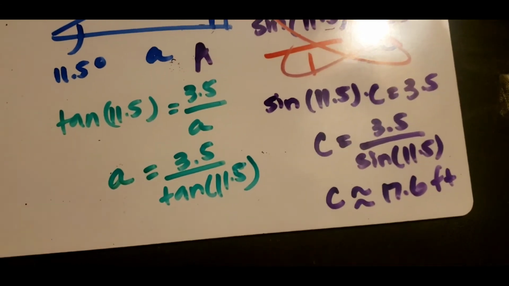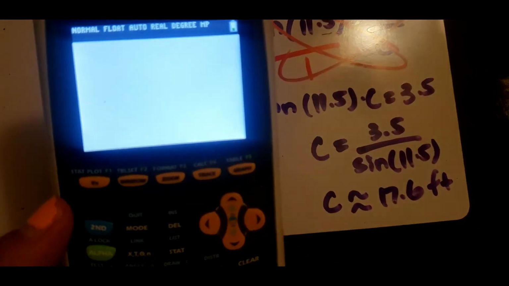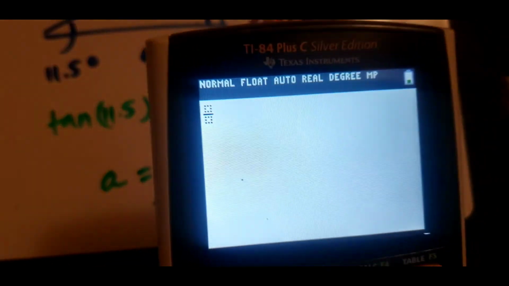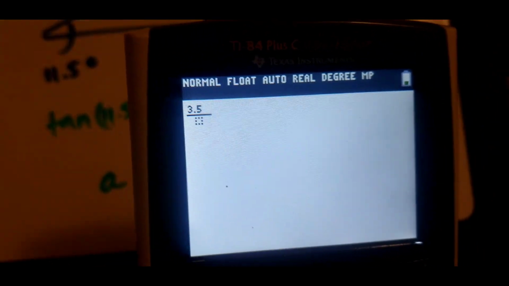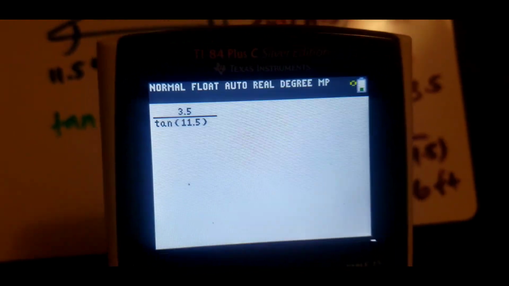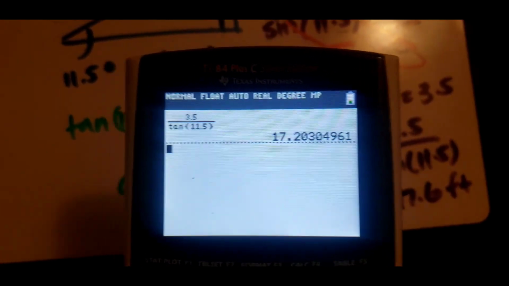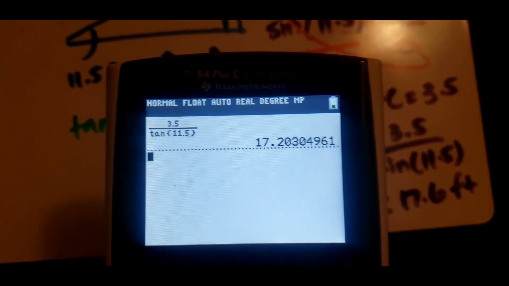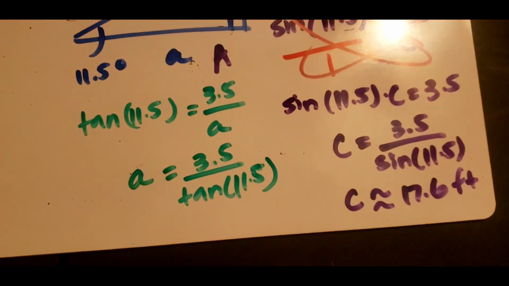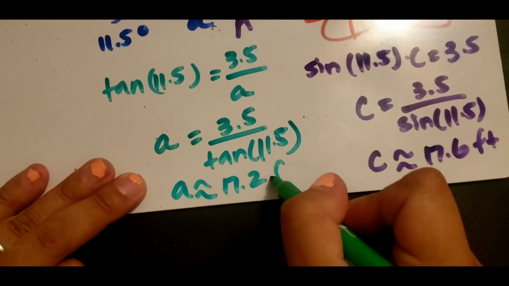Okay. All right, so now let's use the calculator. Let me clear that. Again, I'm going to use the fraction feature, and I'm going to write 3.5 over tangent of 11.5. Okay, and for A, I should get approximately 17.2 feet. Okay, so A is approximately 17.2 feet.